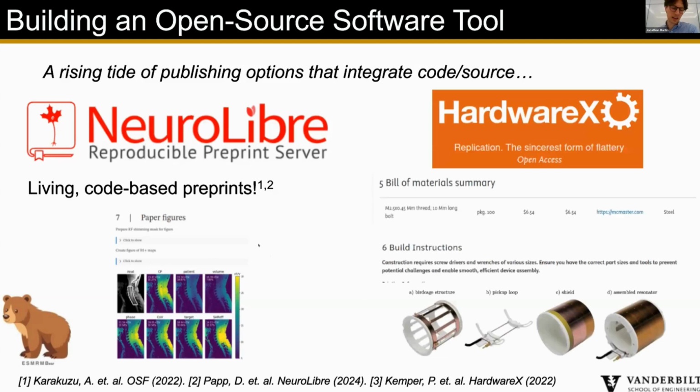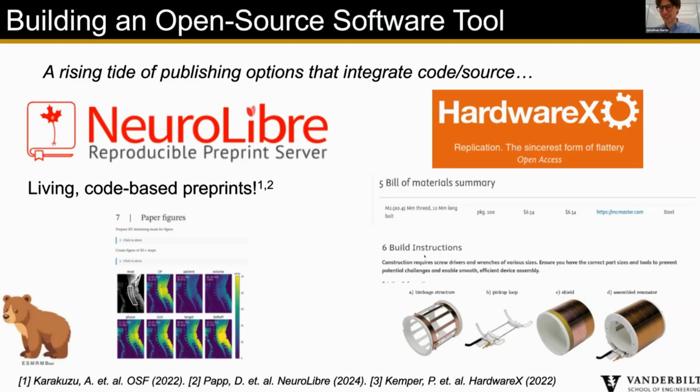And then another journal that I only just recently became aware of is HardwareX. I think this is really interesting. Their focus is on open source, but really for hardware projects and building projects. So they will have these interesting sections in their papers, like section 5, bill of materials summary, where they'll list out the prices, the part numbers, and even the links to all of the different components you need to build whatever the project is.